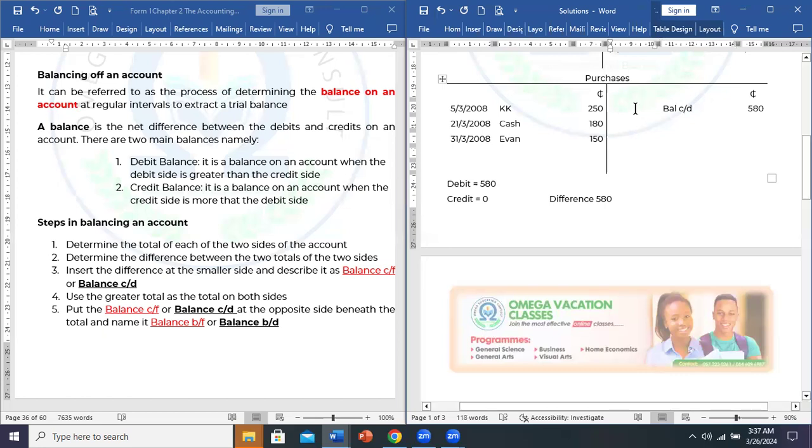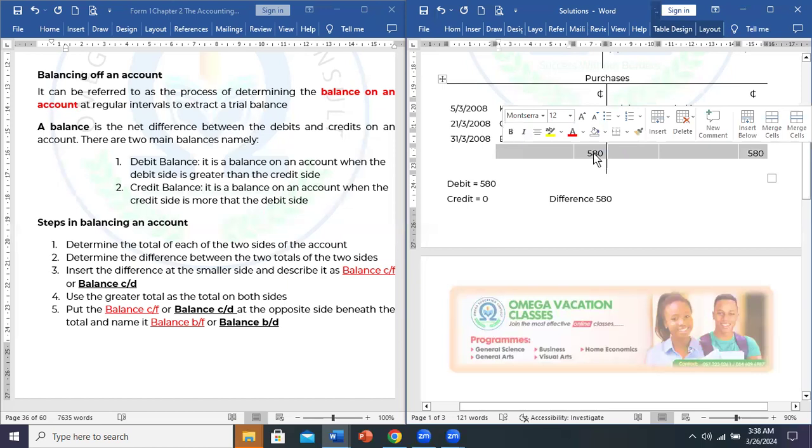Now the date, use the closing date of the period. So again, March ends 31st, so 31st March 2008. After that, put the total on both sides, right? So here the total is 580. Here will also be 580. And if you are paying attention, the total should be on the same line, right? Then you underline them.